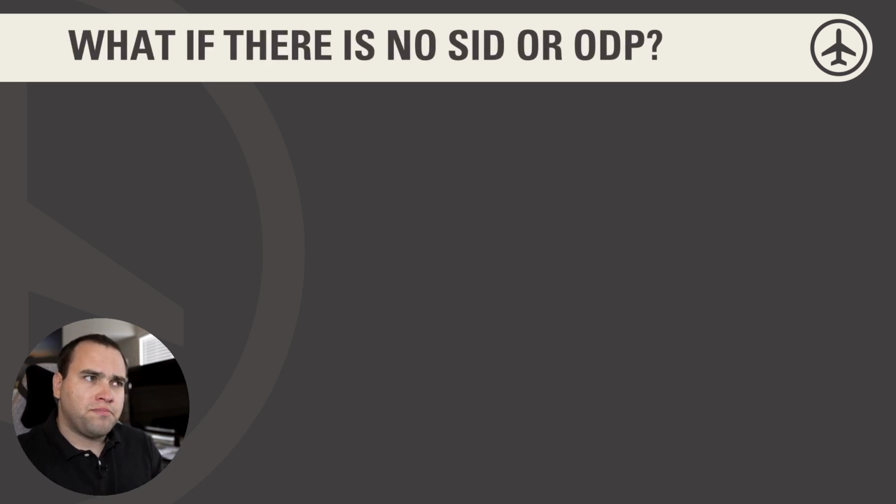Now here's a question for you. What if there is no SID or ODP at an airport? How on earth can we safely depart out of an airport and ensure that we're not going to hit anything?